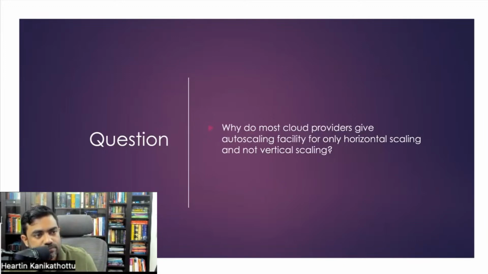So question, why do most cloud providers give auto scaling facility only for horizontal scaling and not vertical scaling? We learned this, right? It is because it is very difficult to change the RAM or configuration of a machine automatically when requests are coming, that means on demand. Whereas adding more servers and directing newer requests to those new servers is easier to do.